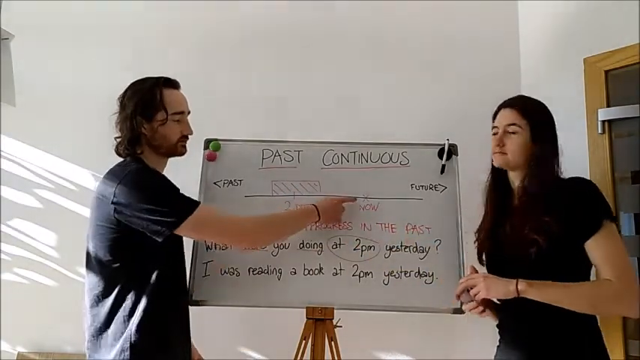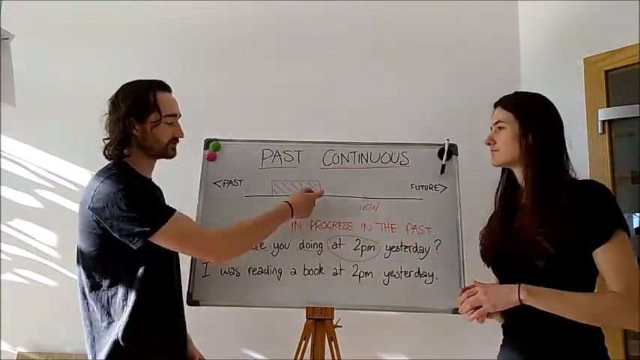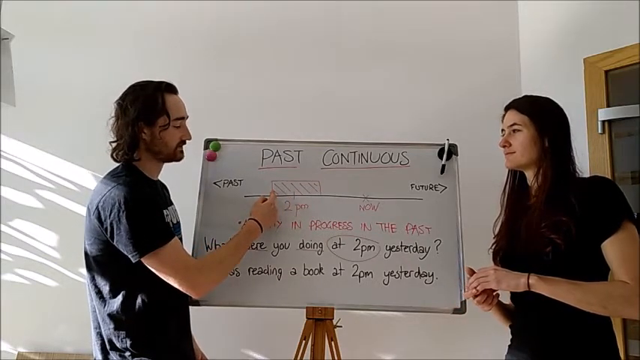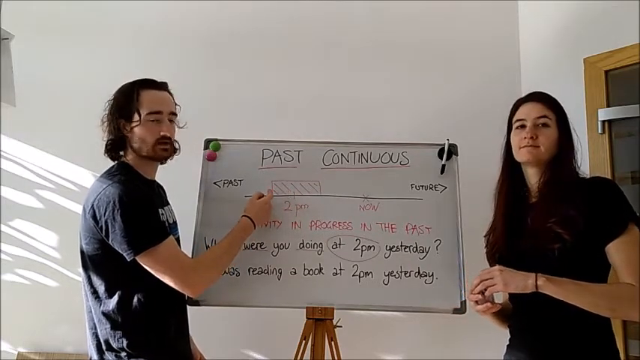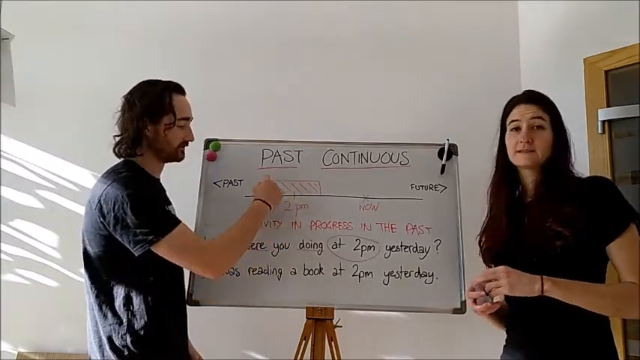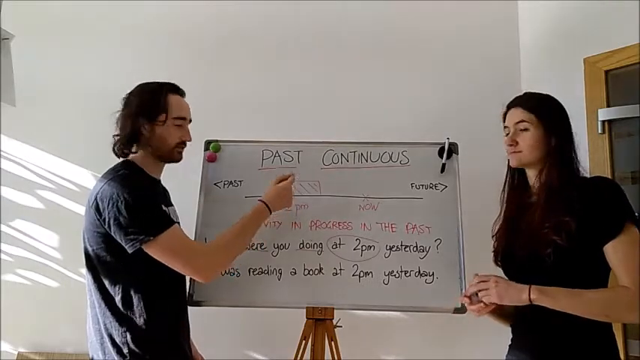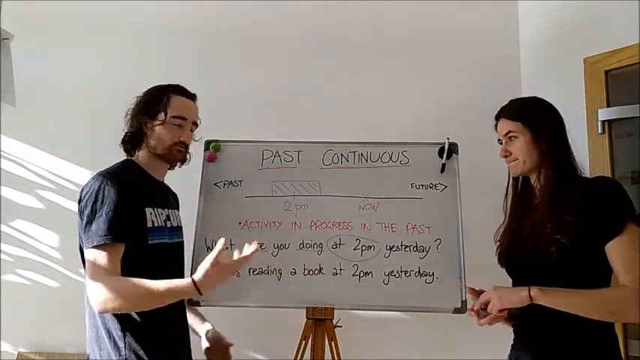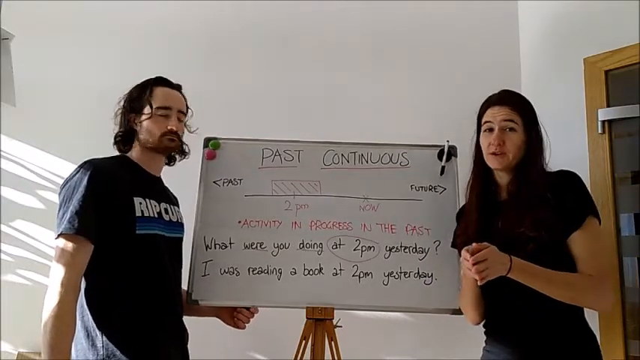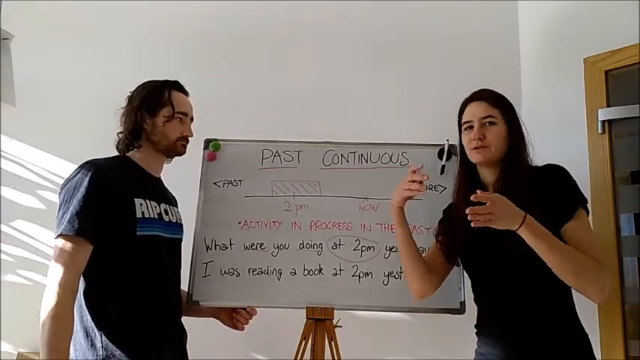Okay, so that would be now, as you can see, this is 2 p.m. yesterday, okay, and this activity started before 2 p.m. and it finished sometime after 2 p.m., we don't know. Yes. And so it was going on that whole time, during the time of 2 p.m. So it's more or less the same as present continuous moved to the past.